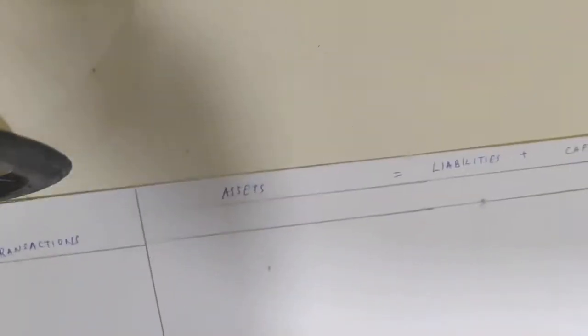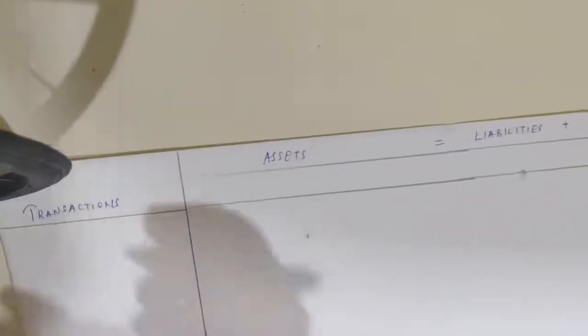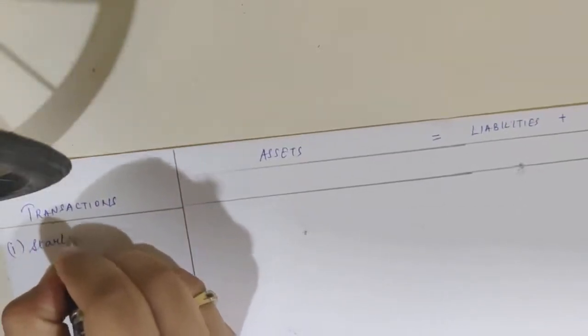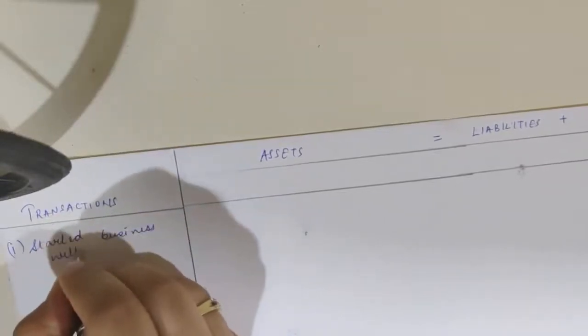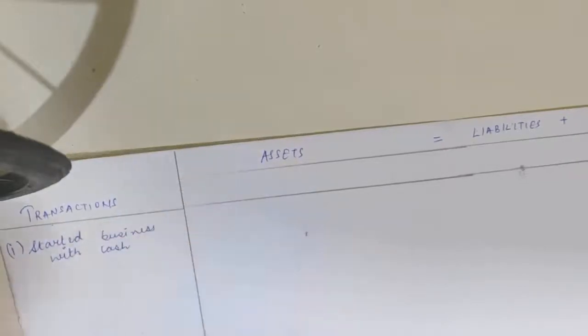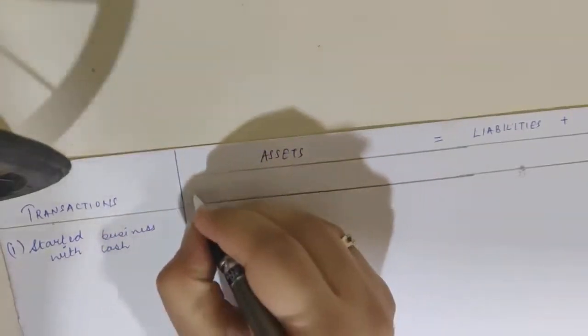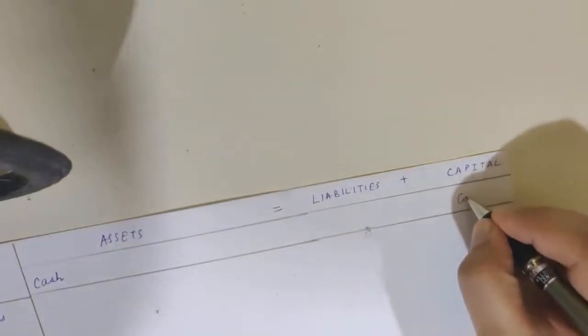Clear. Now moving on, since the question says started business with cash, the very first thing you are going to record is started business with cash. Now the next thing is your accounts being affected. The first account being affected is your cash, and the second account being affected is your capital.